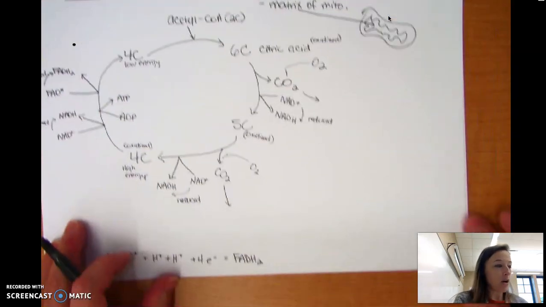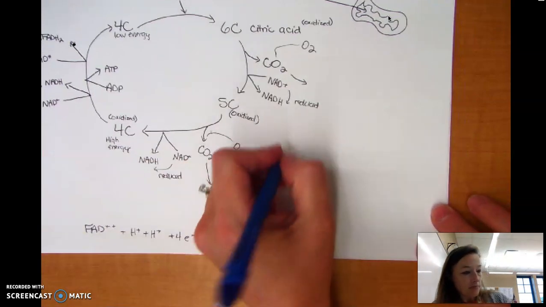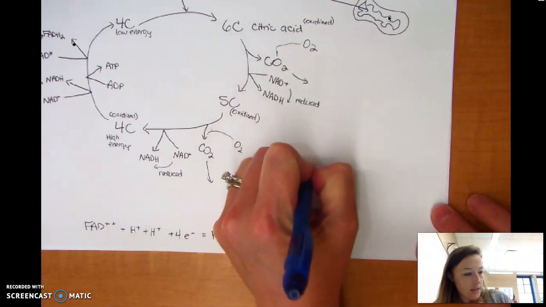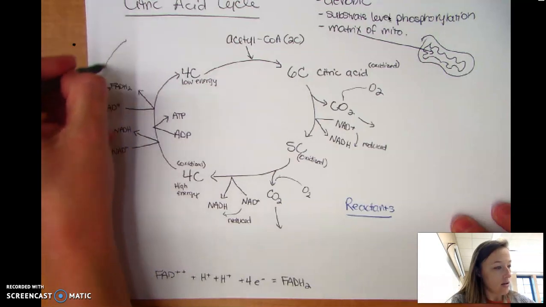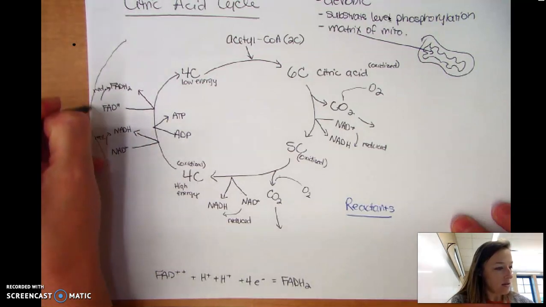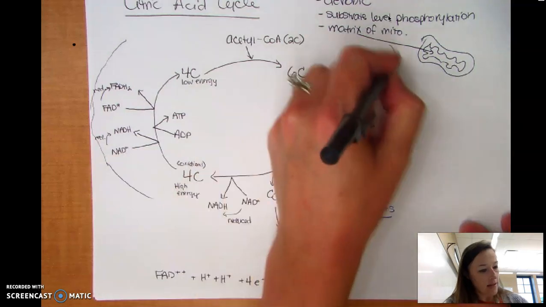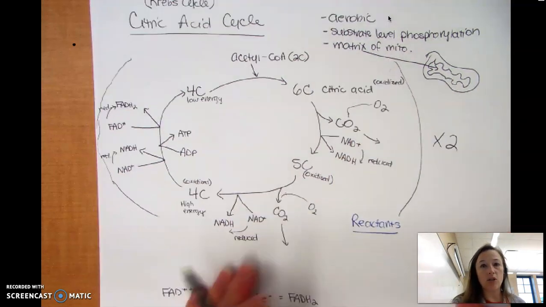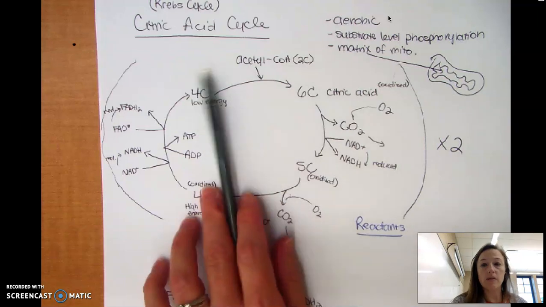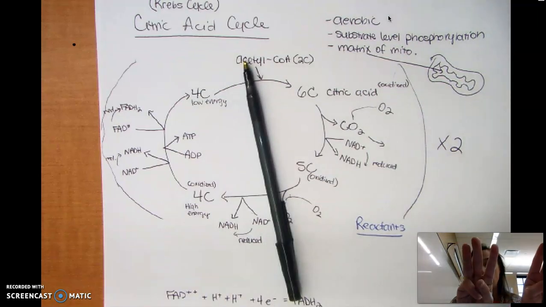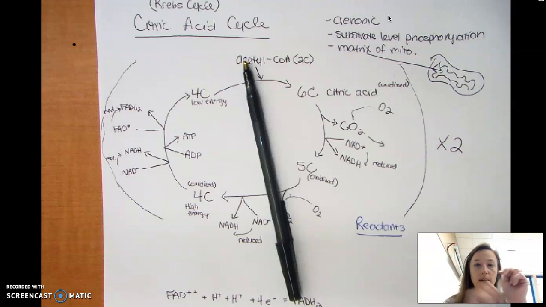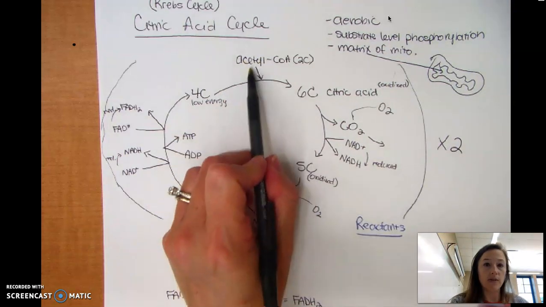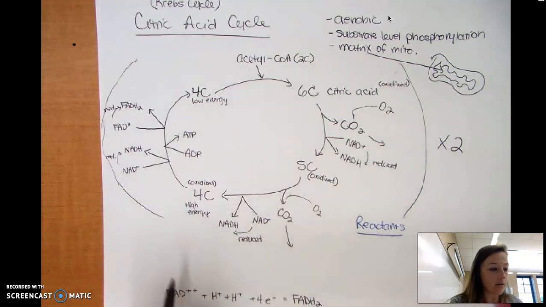All right, so let's look at products and reactants. Reactants, what went in? One other thing I need to mention is that all of this happens times 2, because if you'll remember, glucose, 6 carbon, broke into 2 pyruvates, 3 carbons. Each of those lost a carbon, so we have 2 acetyl-CoAs, and this is only showing 1. So this is happening twice for every glucose.